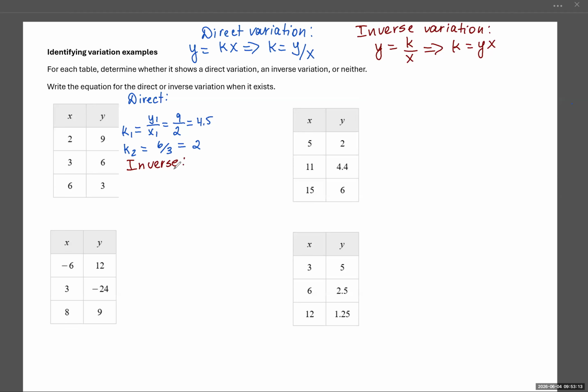For inverse, k is the multiplication of y and x, and we still have to test every row. K1 is 9 times 2, which is 18. K2 is 6 times 3, which is also 18. And K3 is 3 times 6, which is also 18. These are the same, so this is an inverse variation.